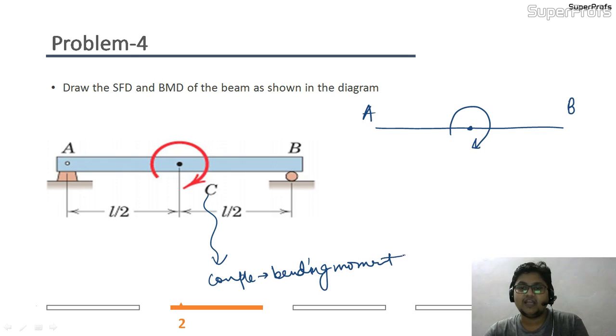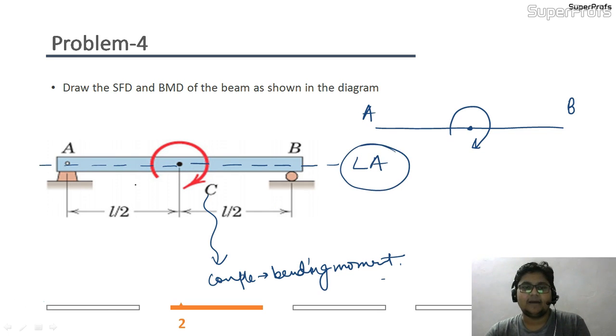Why bending moment? Why not twisting? Because this couple is acting in the plane which is containing the longitudinal axis. So this is my longitudinal axis, and this couple is contained in that plane only. So we can conclude that this couple is nothing but a bending moment. So I have a bending moment of magnitude C here.